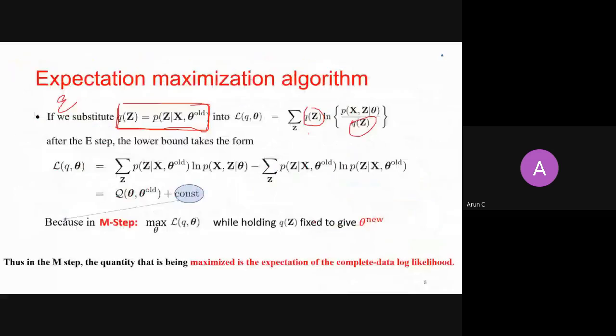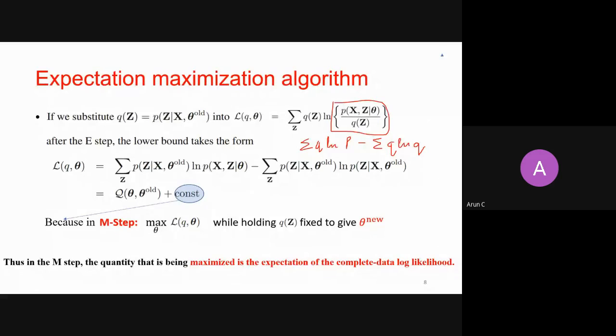So if you just replace this posterior in L, what will happen? It is again a bit simple mathematics. You're good at it. So you just open this log function, right? It is log A upon B is log A minus log B, right? And then what you will do, this is nothing but summation Q(Z) ln P minus summation Q ln Q, right? This is what I said.